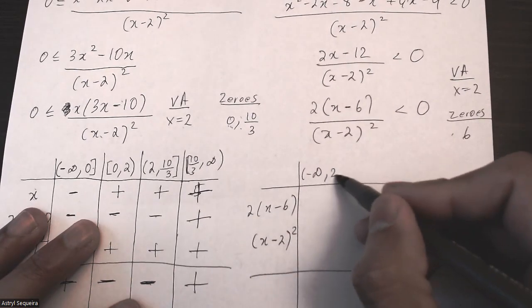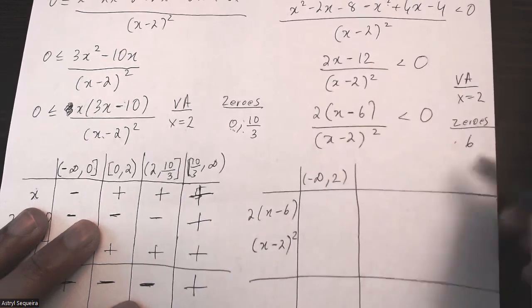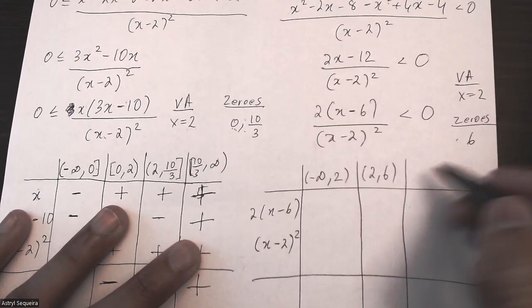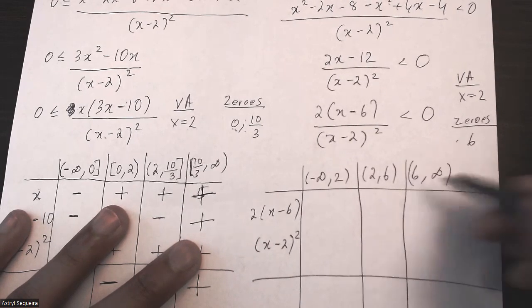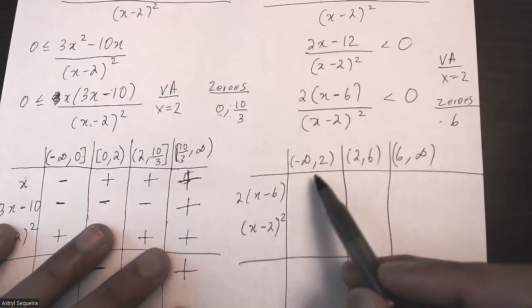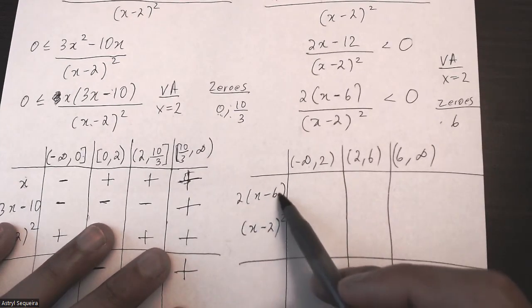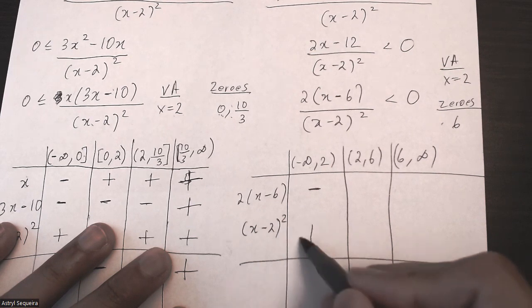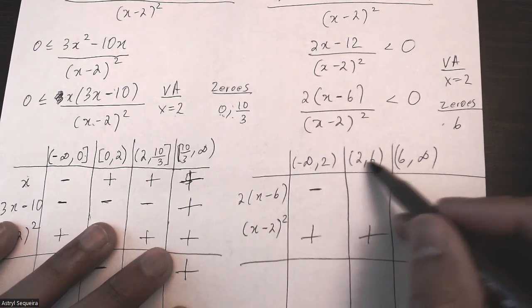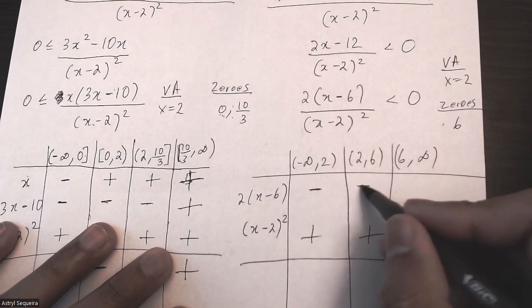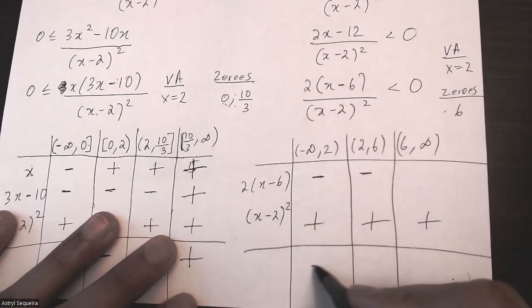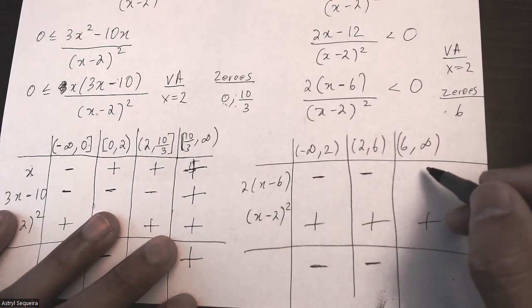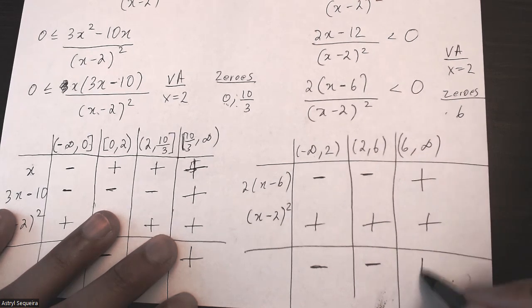So my lowest of these two is 2. And then I'm going to go from 2 till 6. And then I'm going to go from 6 till infinity. If I pick 0 over here, 0 minus 6 is -6, -12. So this is negative. This is whole squared. So these are all positive. Over here, I'll pick 3. 3 minus 6 is negative. So this is also negative. Or if I were to do the final signs here, which are negative, negative. And then if I pick 7, 7 minus 6 is 1 times 2 is 2. So this is positive, positive, positive.